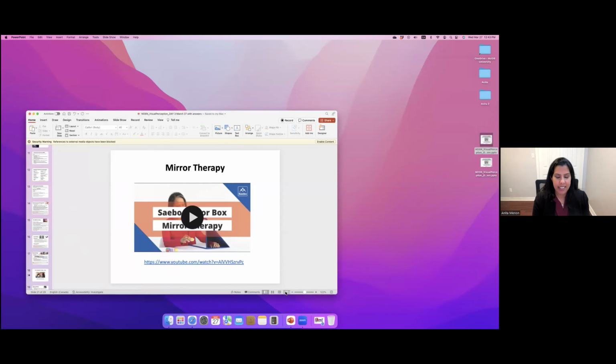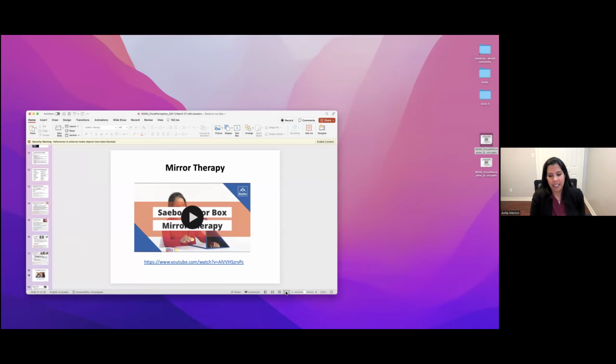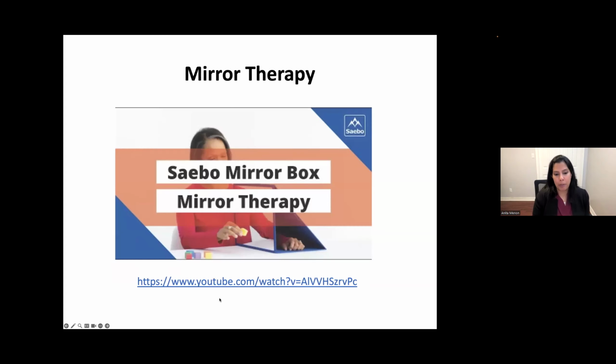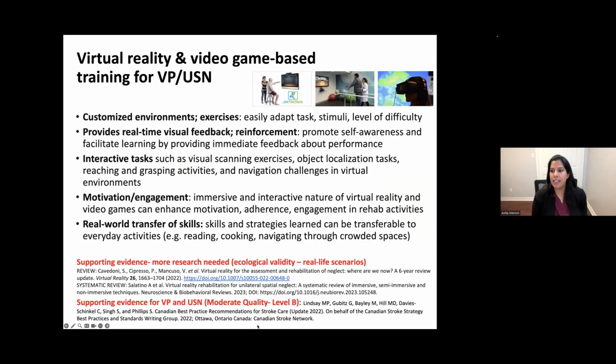So we'll just stop there and get back to the slides. Again, any type of mirror box would be sufficient, but there seems to be strong evidence supporting its use, and it relates well to neuroplasticity and strengthening those neural pathways by tricking the brain that both upper extremities are working, and it promotes visual scanning to the left field.